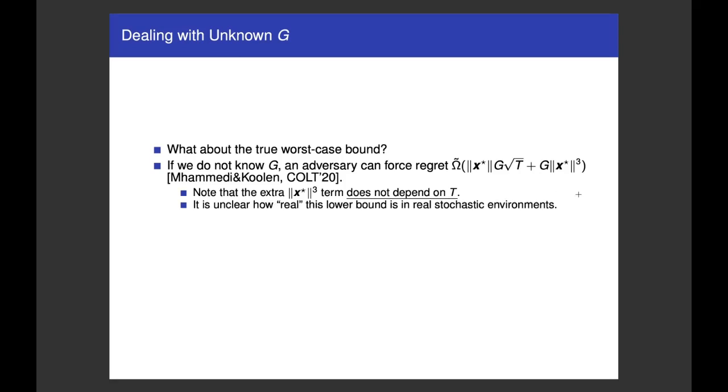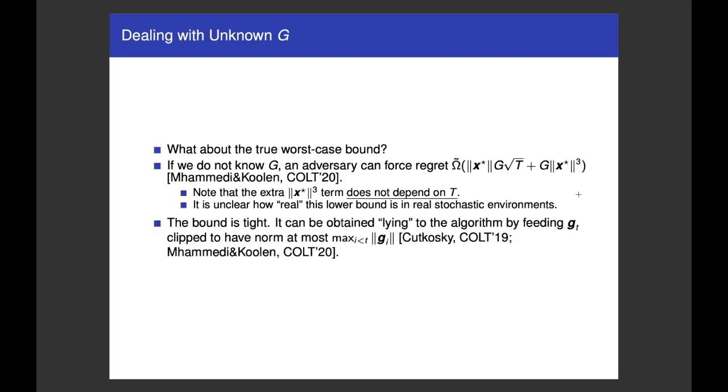Not only that, it seems likely that this is not a real bound, in the sense that the lower bound relies on the adversarial nature of the online learning problem. Whereas in a real stochastic environment, I've never seen the types of behavior that would allow such an adversary to exist. However, the bound is known to be tight. So we can obtain an upper bound that matches this lower bound exactly by lying to our algorithm. We feed it a gradient g_t that's been clipped to have its norm be at most the maximum of all the previous gradients. And doing this with a little bit of work, you can obtain a bound that matches this.